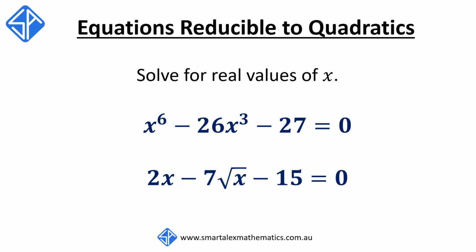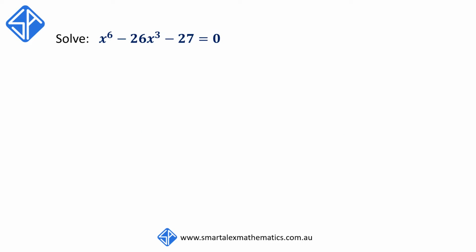In this video, we're going to look at how to solve the following higher order equations that can be reduced to a quadratic equation. For our first example, we're going to be solving the equation x to the 6 minus 26x cubed minus 27 is equal to 0. This equation is of degree 6 because the highest power of x is equal to 6.